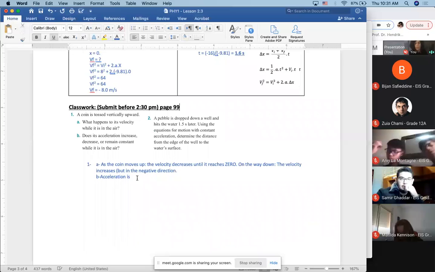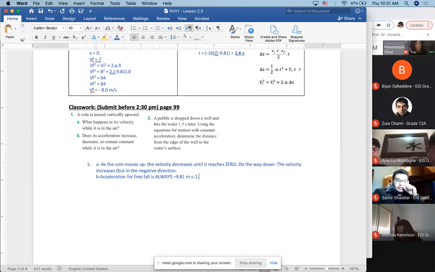All right, the acceleration for free fall is always negative 9.81 meters per second to the negative 2, okay? Yes, that's it. That's for acceleration, and never forget this. Okay, question done. Thank you so much. Hatem, can you do part C for me? Remember, this is something you already did. It should be in your notebook, so you just have to find it.